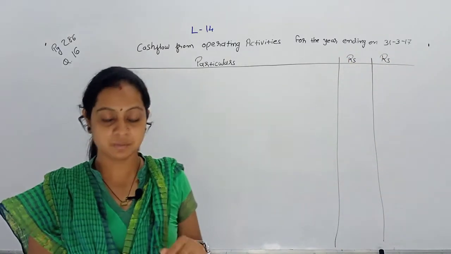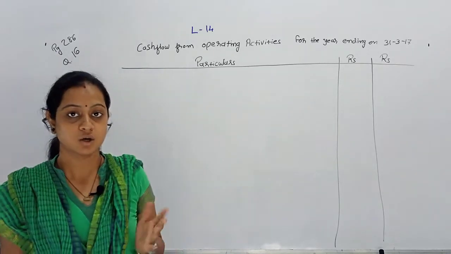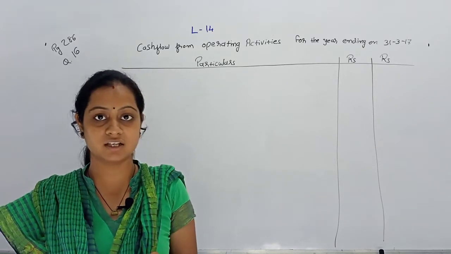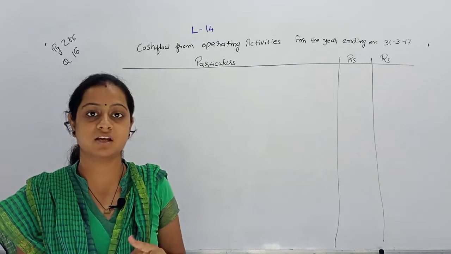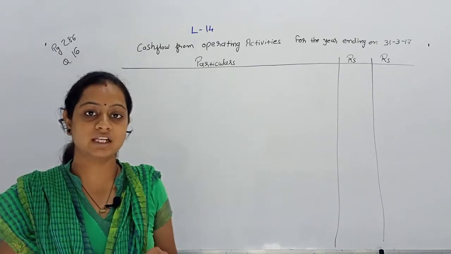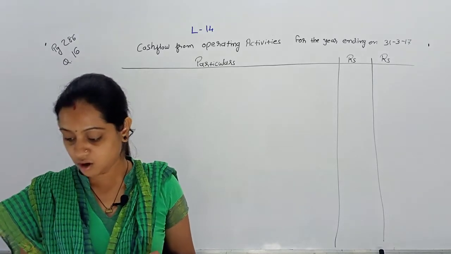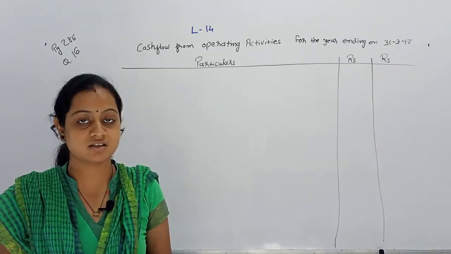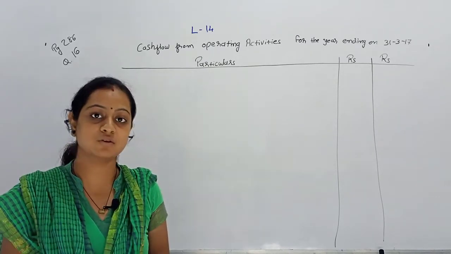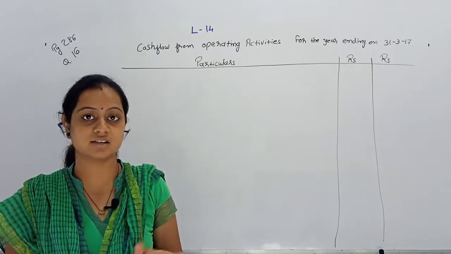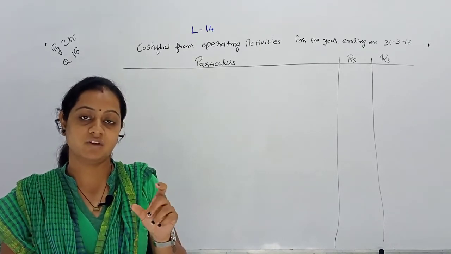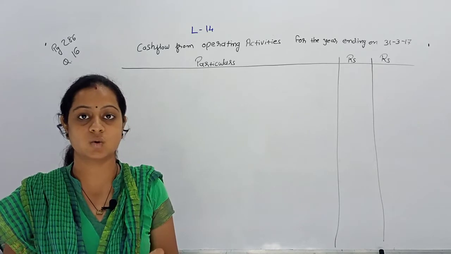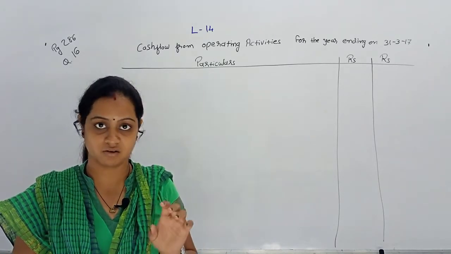Hope all of you remember the format. First of all, we have to write profit. Then from that we have to less non-operating income. Then we have to add non-cash expense, financial expense and provision. Right? After that we'll get the answer of profit before changes in working capital. Then we have to add decrease in current assets and increase in current liabilities. Then we have to subtract increase in current assets and decrease in current liability. And then we have to deduct profit after tax. After that, the answer which we'll get, that is known as cash flow from operating activities. Right?